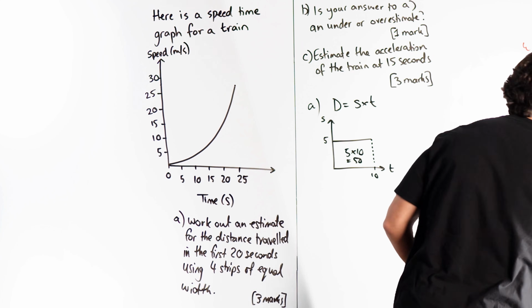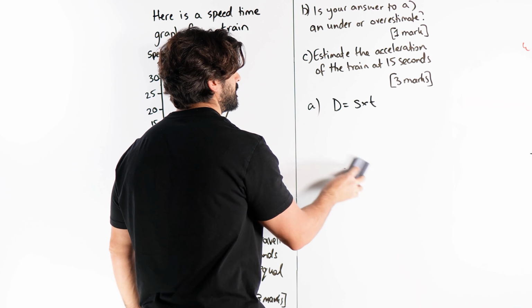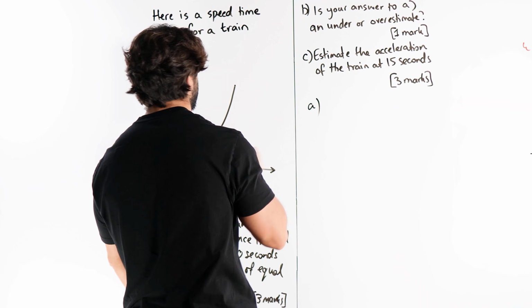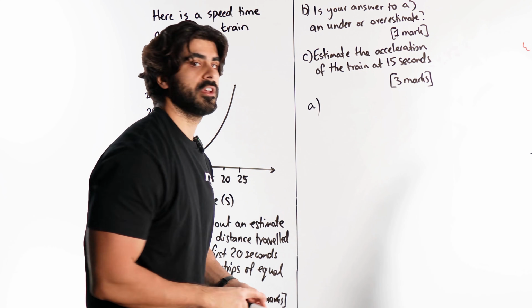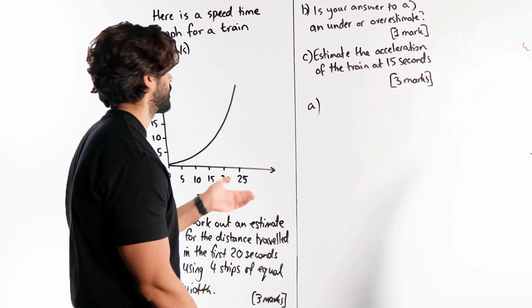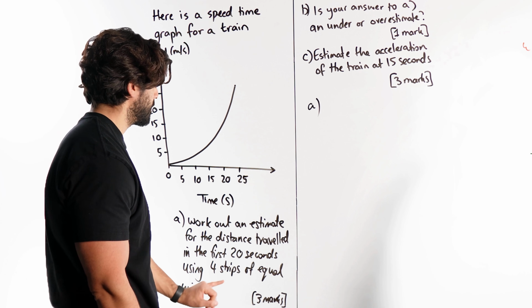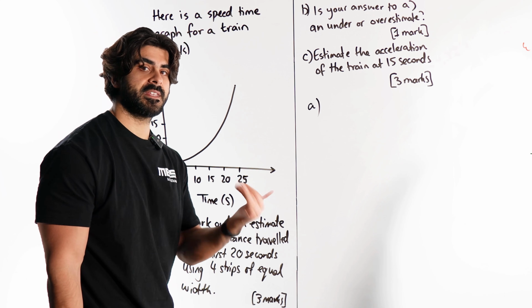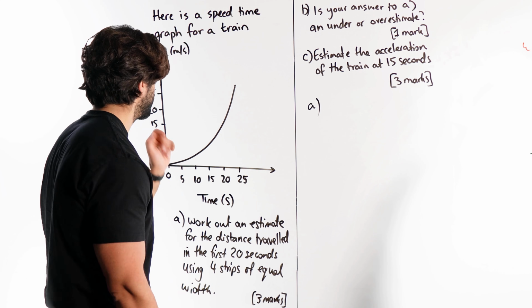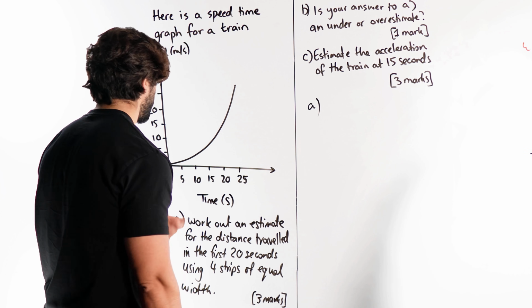Now the issue we have in our question is that it's a curve. And how do we work out the area under a curve? Well, we can't unless we're doing A-levels and we know the equation of this curve. So what they're doing is saying to use 4 strips of equal width, meaning form shapes that can estimate the area. And for that we use trapezia, so trapeziums and triangles.